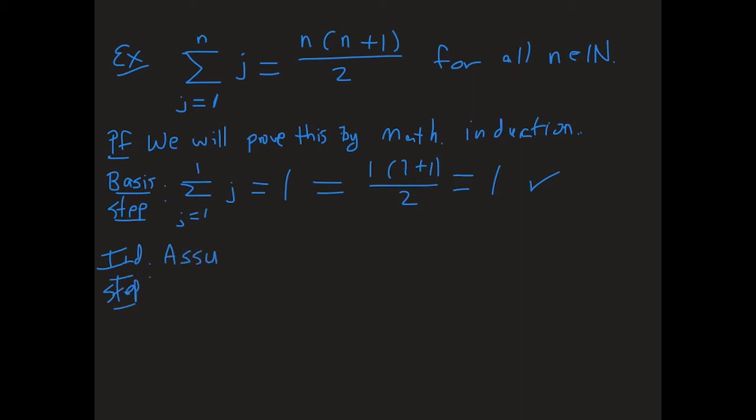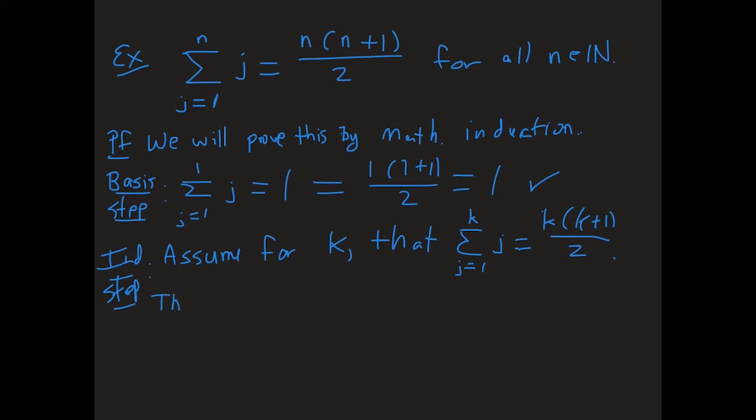Assume for k that the sum as j goes from 1 to k of j is equal to k times k plus 1 all over 2. Now, at this point, it might be a little bit better for you if you no longer use that summation notation. So I'm going to write it out like this.